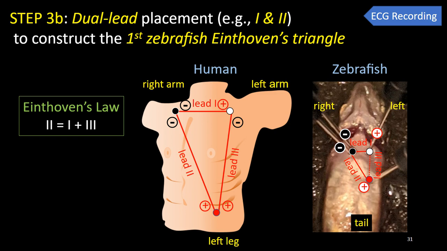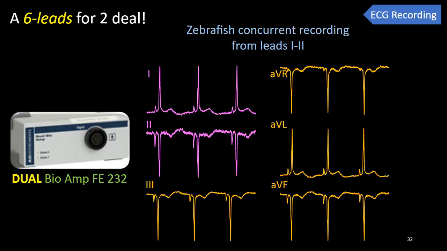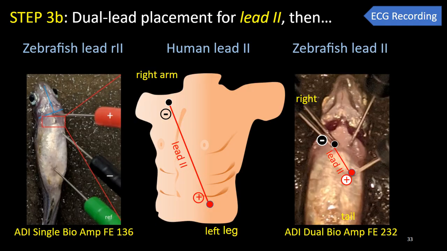And second, and you're gonna love this, when we record concurrently from any two Einthoven leads, say leads 1 and 2, LabChart software has an algorithm that uses lead 1 and 2 data to derive concurrent information for the remaining 4 limb leads. Yes, you hear it right. So how wonderful is that, to have 6 limb lead data by recording concurrently from just 2 leads?